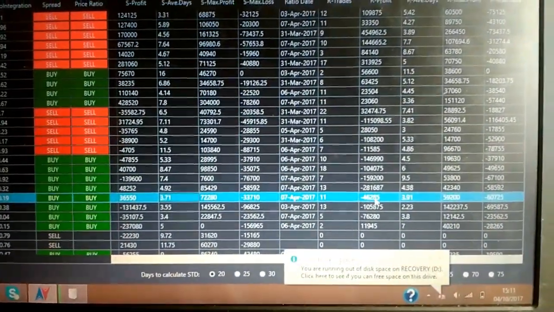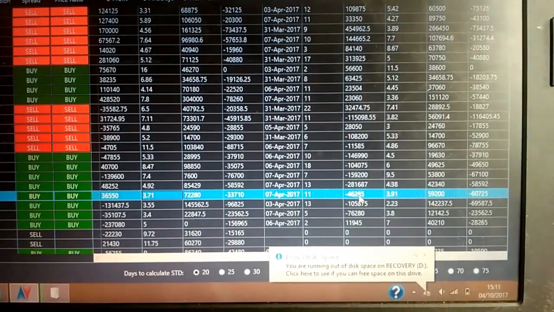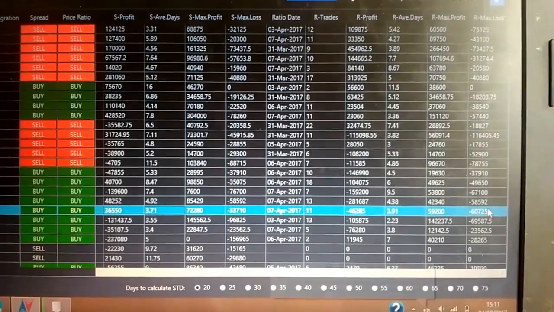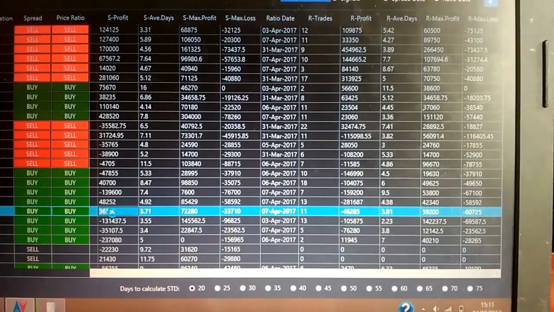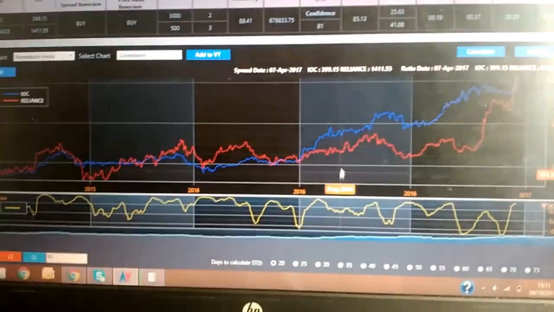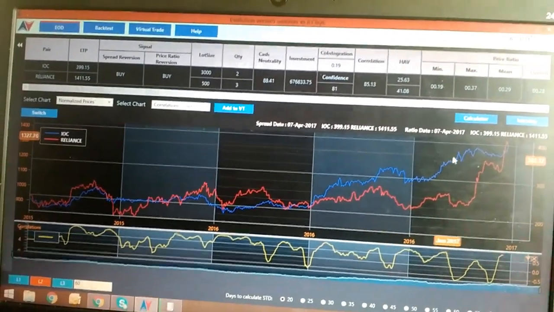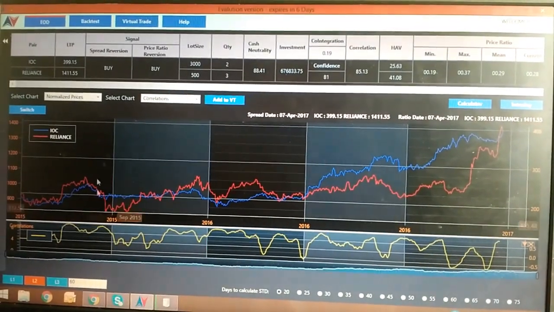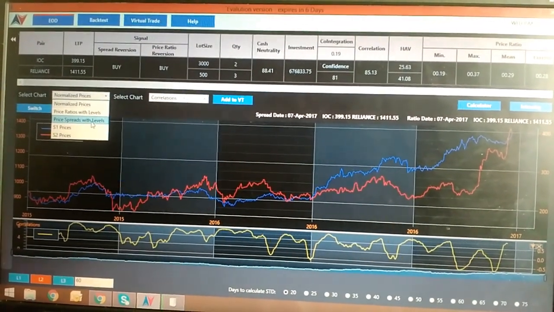In the same way, for ratio, you have the days, whether this is in profit or loss, the number of days the trade happened, the maximum profit, the maximum loss. Once this is done, you need to double click on a pair. Then you will go inside the pair wherein you will see the graphical representation. This one is normalized prices, where the blue line is for IOSC and the red line is for Reliance. Okay, and you have to go with price spread with levels.